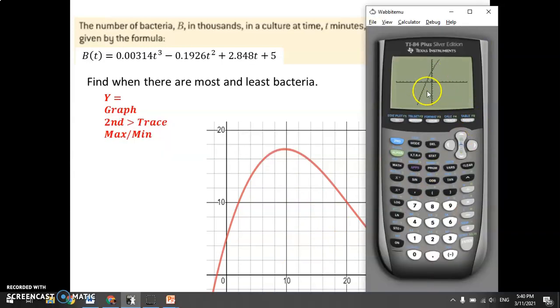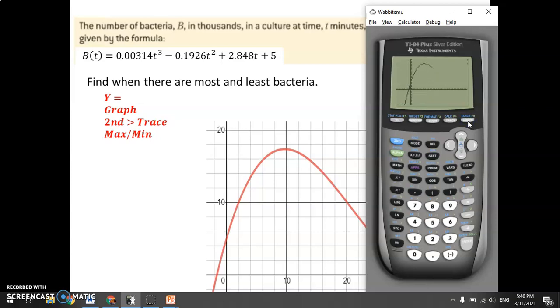You don't know. So I'm going to go to my window, and I'm going to set my X max something higher. I'm going to say, let's go to 40 on here. I'm going to set my Y max a little bit higher because I want to see a little bit higher. Let's say 20 on here, and then I'm going to hit graph again. Okay, I think I'm going to see more of the graph now. So there it is.